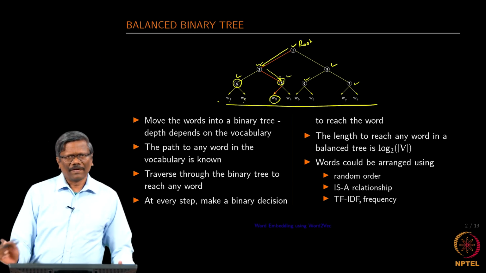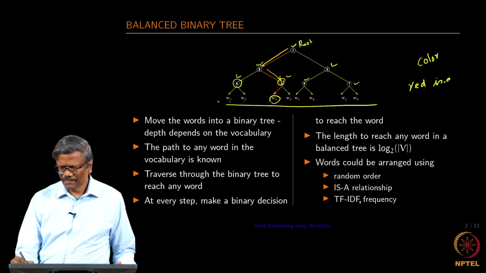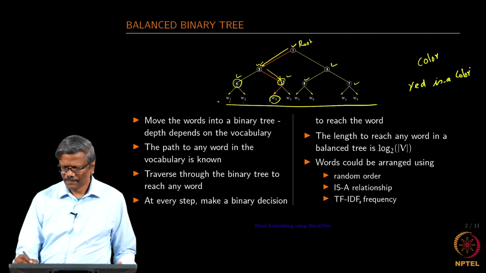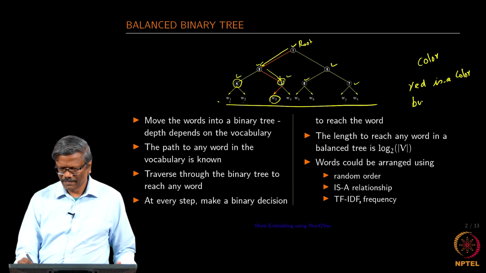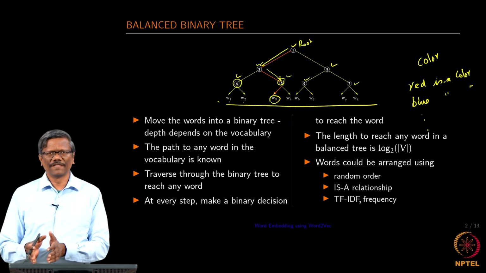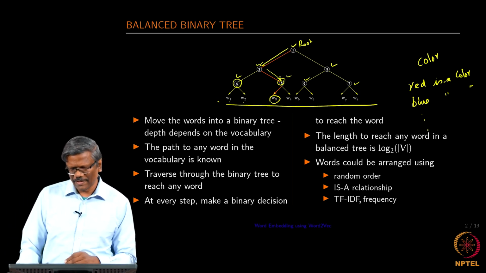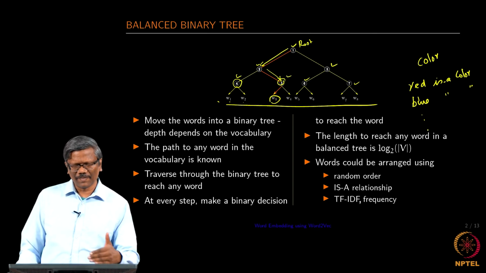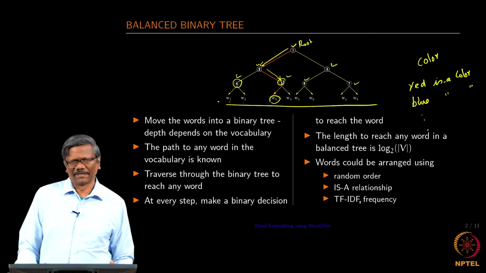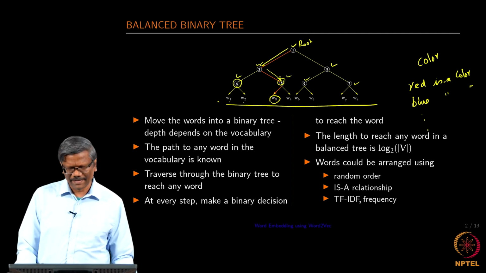So, for example, if you look at color as one example, we can say red is a color, blue is a color, and so on. So, these types of is-a relationships are captured and the words are arranged accordingly. When you use an is-a relationship, the binary tree is unbalanced, it is not going to be a balanced binary tree as I have shown in the example here.